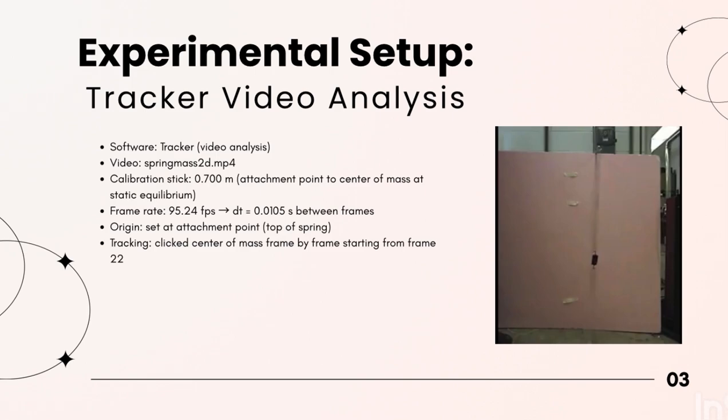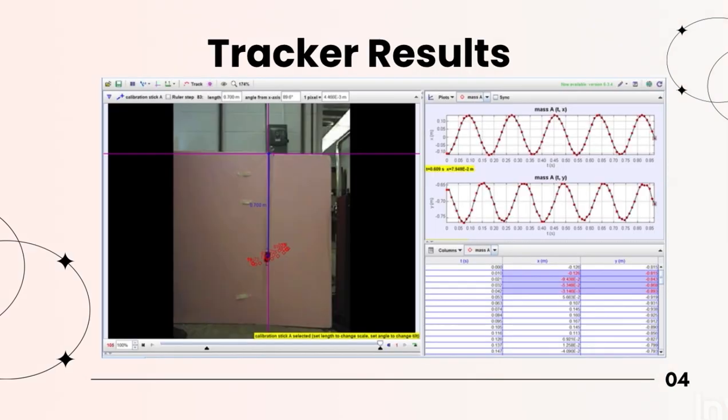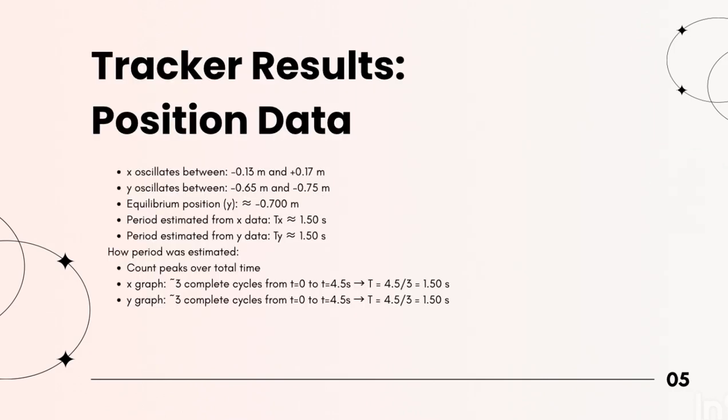Beginning at frame 22, where motion starts, we click the center of the mass each time to extract x and y position data. And you can see the results that we obtained. At the right, you have the graphs of x and y versus time, which we will be analyzing in more detail now. The x position oscillates between about minus 0.13 and plus 0.17 meters, while the y position oscillates between about minus 0.65 and minus 0.75 meters, around an equilibrium of minus 0.7 meters.